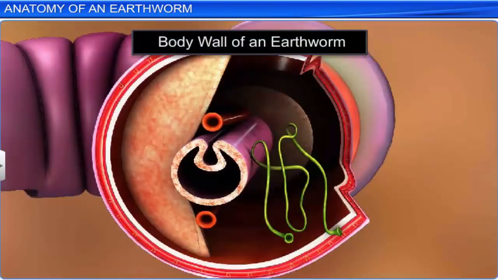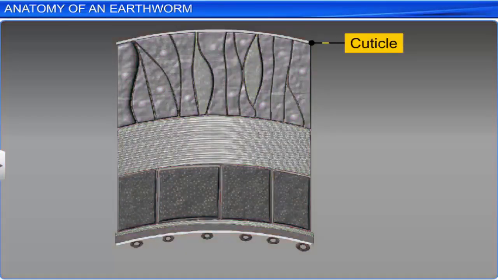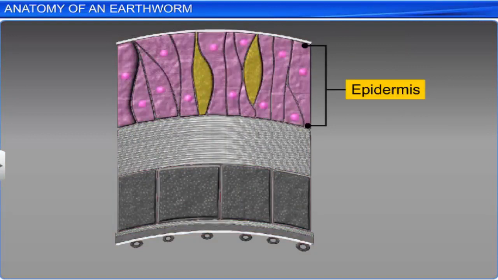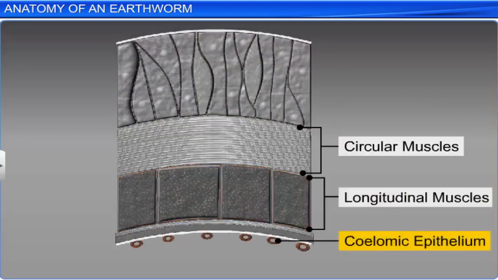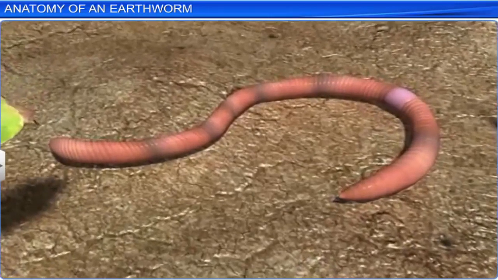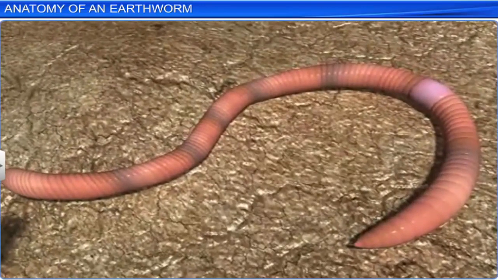The cross-section of an earthworm shows that the body wall is covered by a thin layer of cuticle followed by a single layer of epidermis, which contains secretory gland cells. Below the epidermis lie 2 layers of muscles, circular and longitudinal muscles, followed by the innermost coelomic epithelium. Now let's take a look at the longitudinal section of the worm to study its remaining anatomical features.